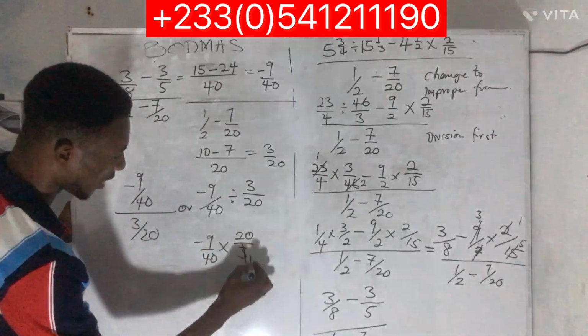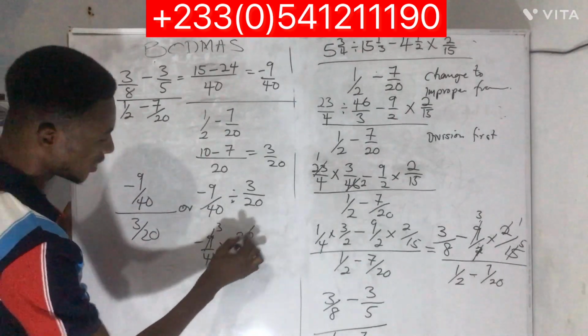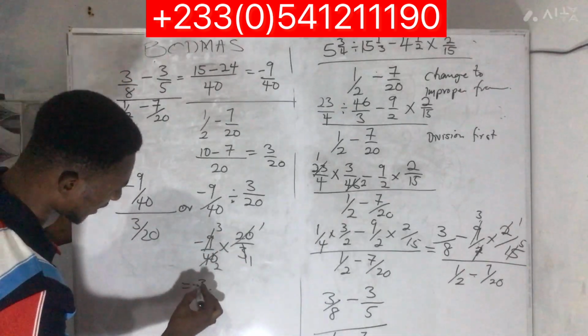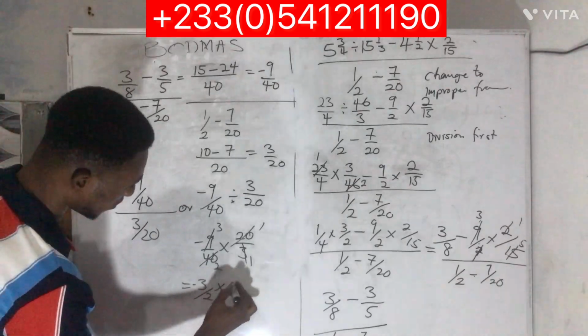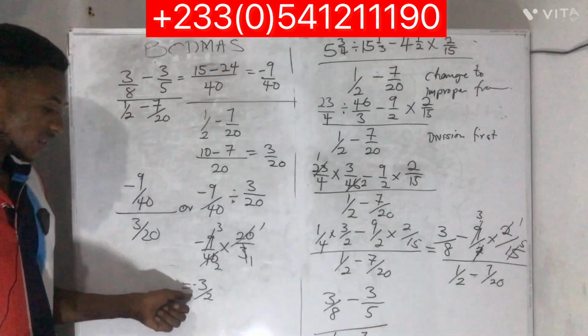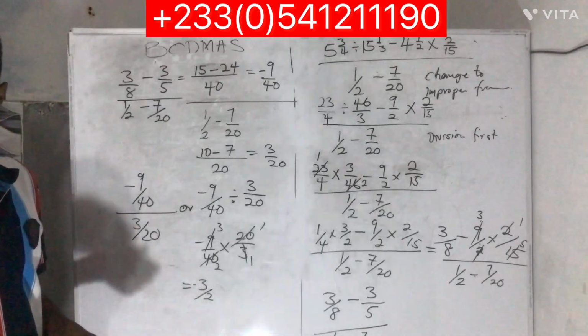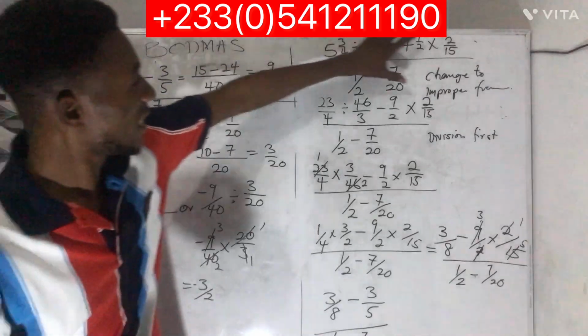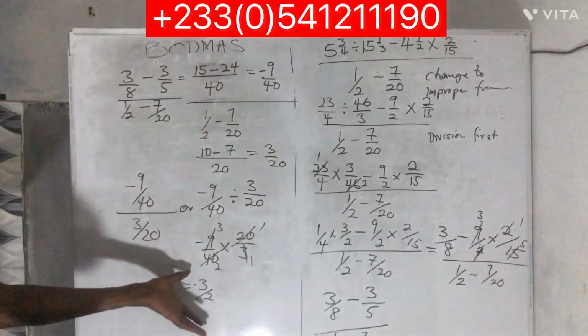Now 3 will go here 1, 3 will go here 3. 20 will go here 1, 20 will go here 2. So we'll be having minus 3 over 2 times 1 times 1. Do you get it? So our last answer is supposed to be minus 3 over 2. Do you understand? So this lengthy problem that they wrote over here, you are going to get this.